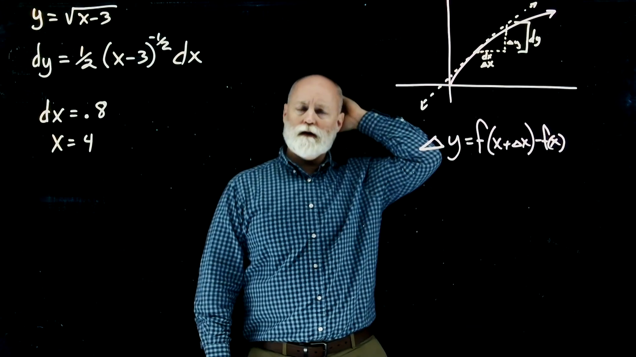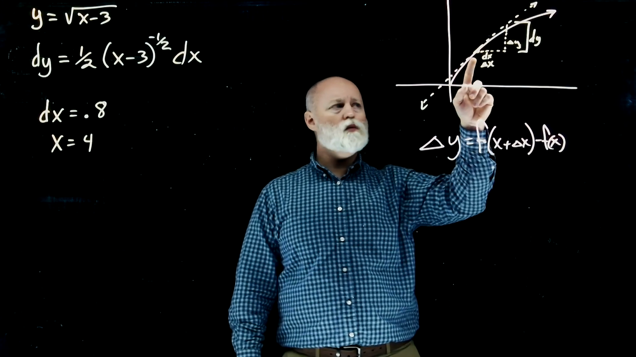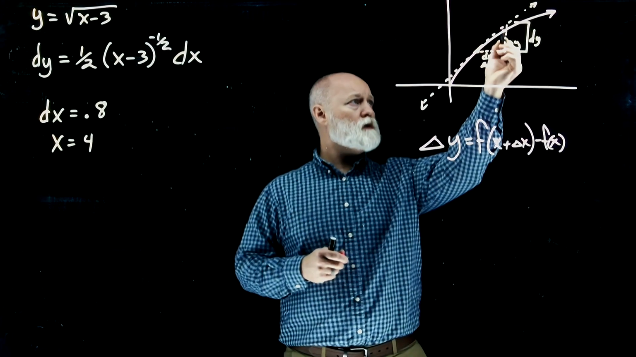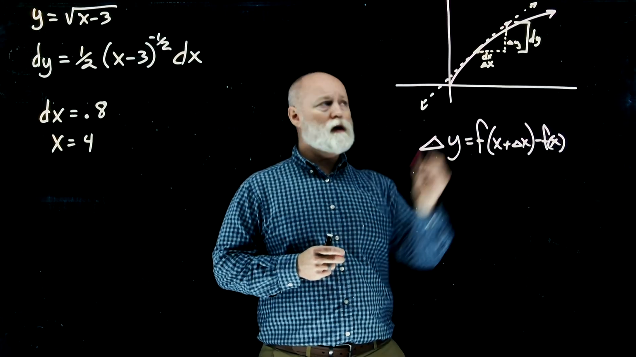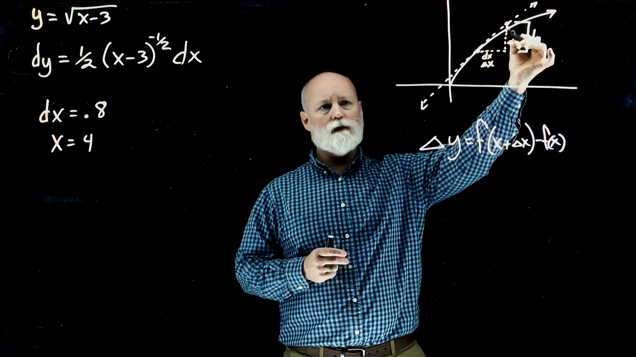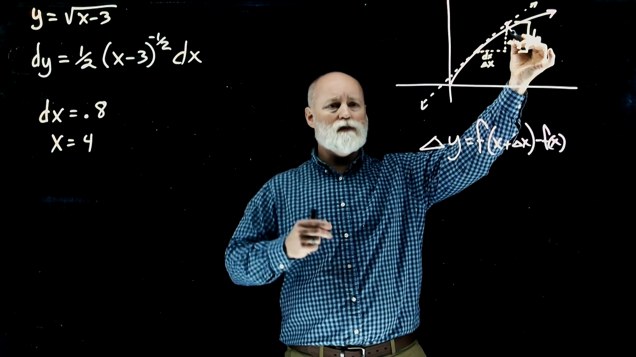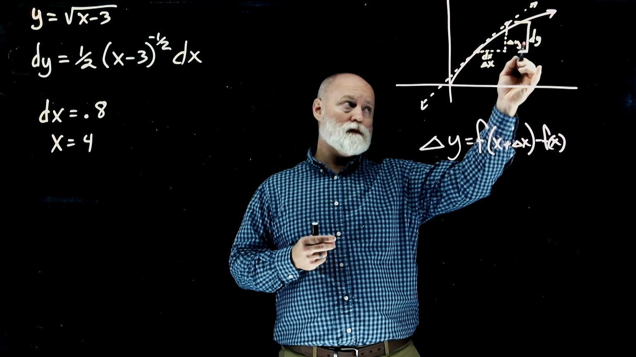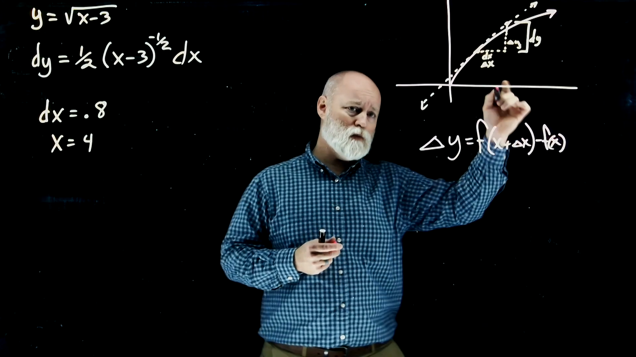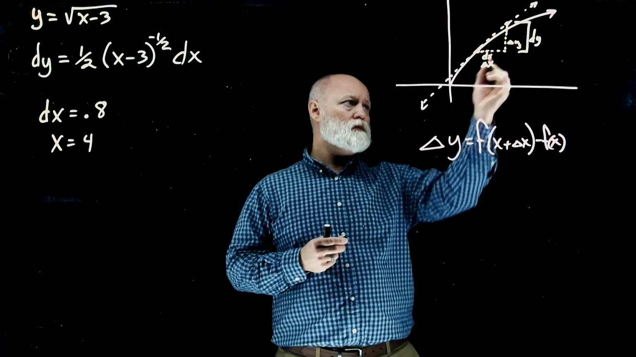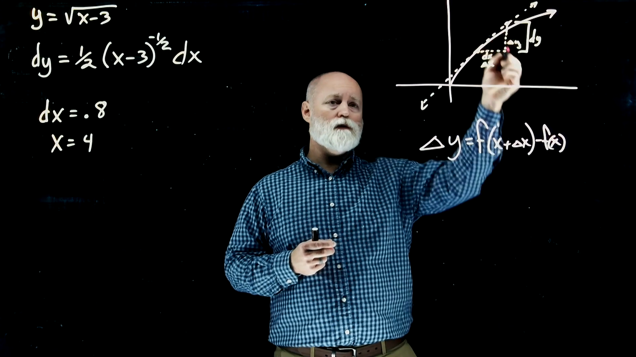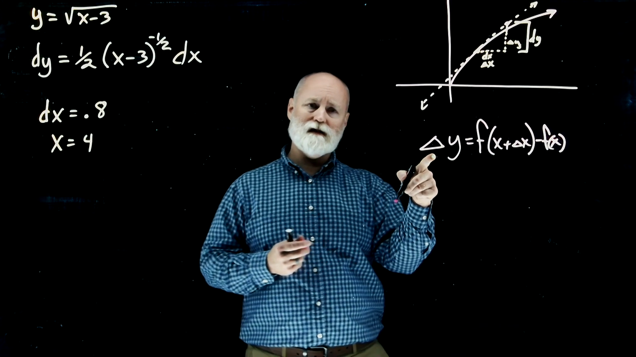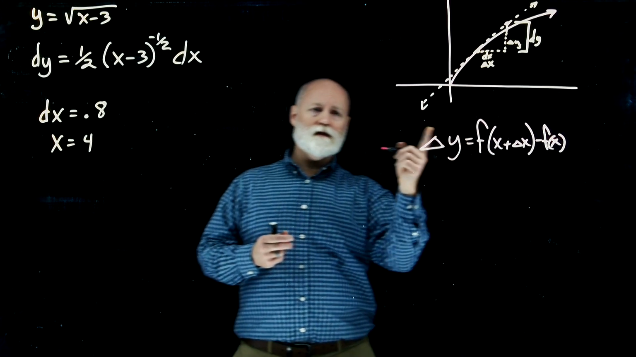The idea is that when we use linearization to approximate another value, say maybe right there, that value that is just a little bit off from the actual curve is going to be a little different. That's going to be the value of dy versus delta y, and we're going to define delta y as the distance to the actual curve, as opposed to dy, which is the distance to the tangent line.